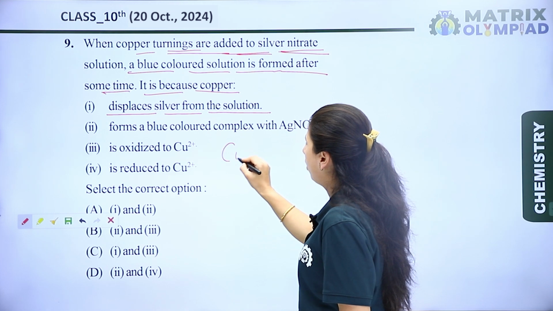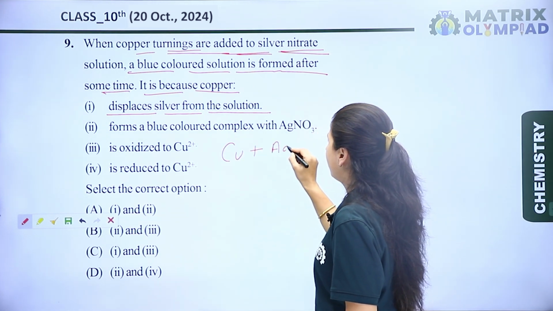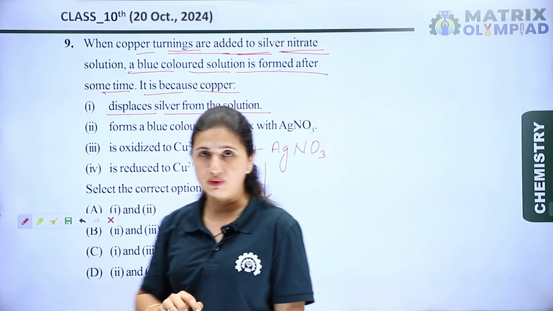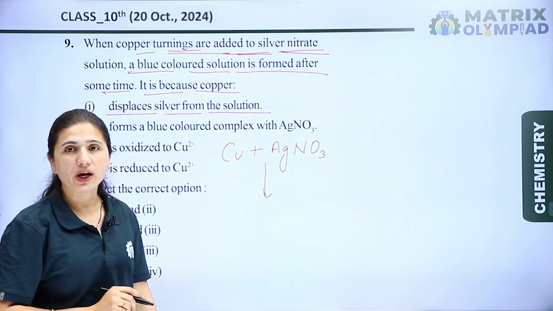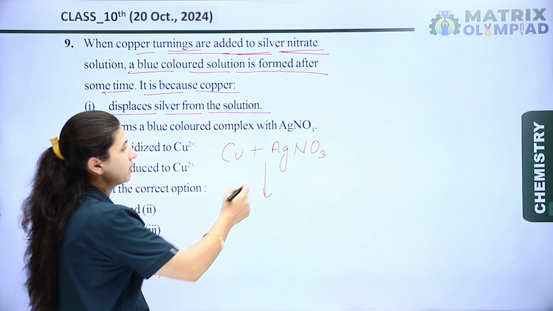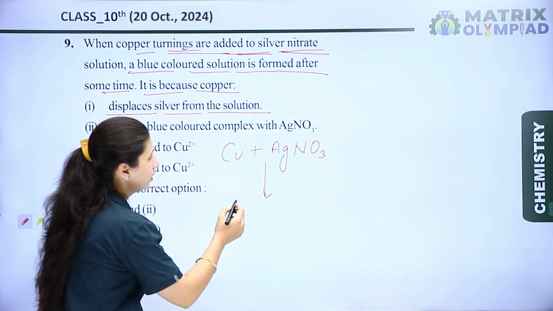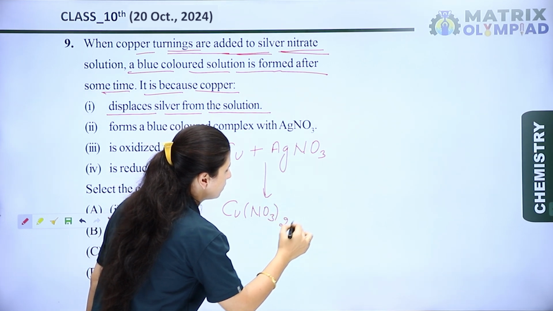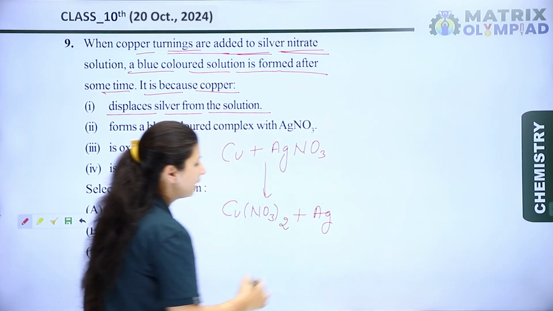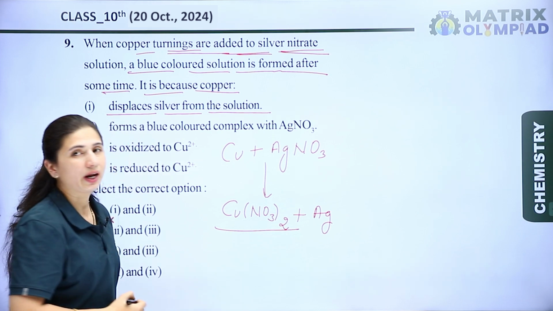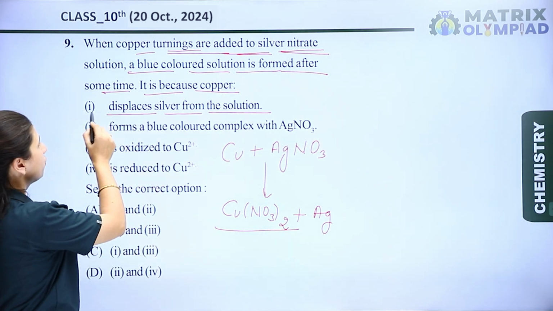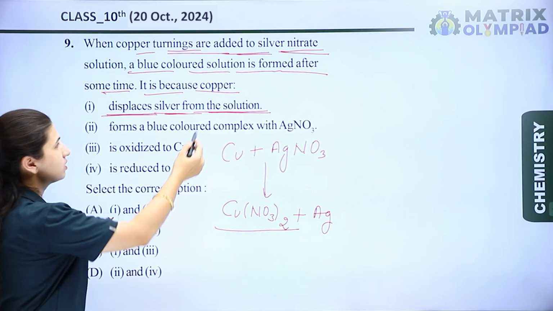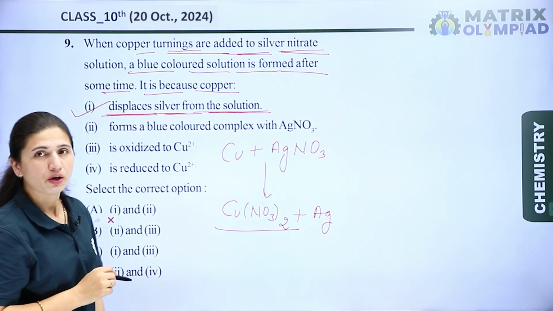We know that when copper reacts with silver nitrate, AgNO3, it is a single displacement reaction, which means copper is more reactive than silver. So it can easily replace the silver from its solution, and it forms Cu(NO3)2, copper nitrate solution, plus Ag. So it formed the copper nitrate solution. According to this, the first, displaces silver from the solution, is right. So the first is the right option.